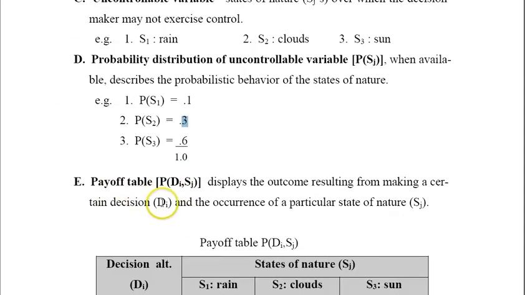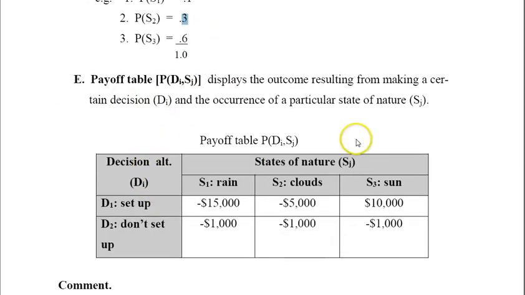And then now we have the payoff table. So we're putting all this together. Here we have the states of nature: rain, cloud, sun. Here we have the decisions on the rows, set up or do not set up. And these are the payoffs for each combination of decision and state of nature. So if on the day we decide to set up and it's rain, we lose $15,000. We lose 5 if it's cloud. We make $10,000 if it's sun. If we don't set up, we lose $1,000 if it's rain, cloud, or sun.